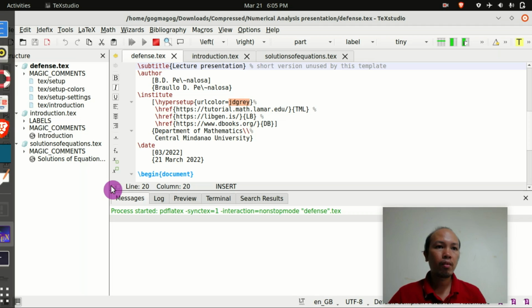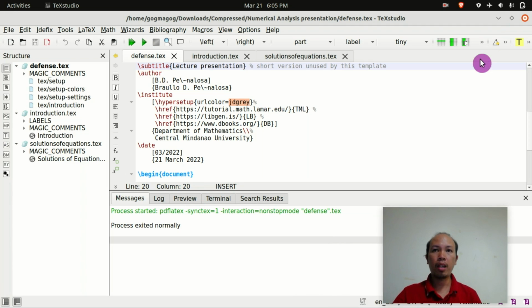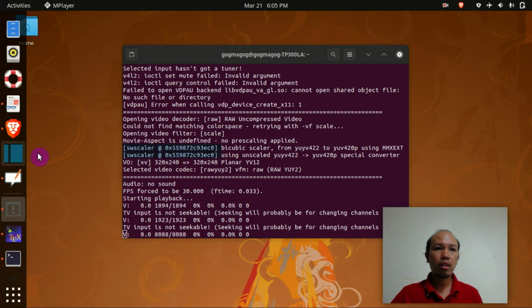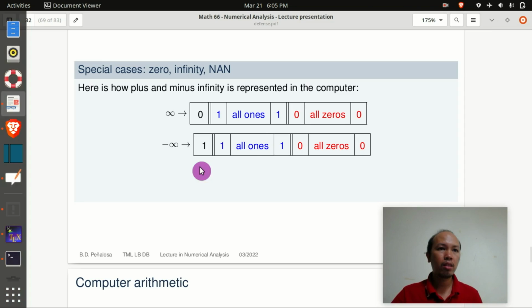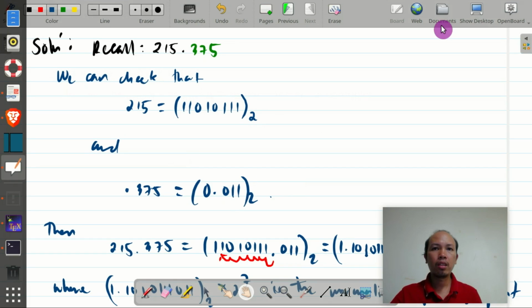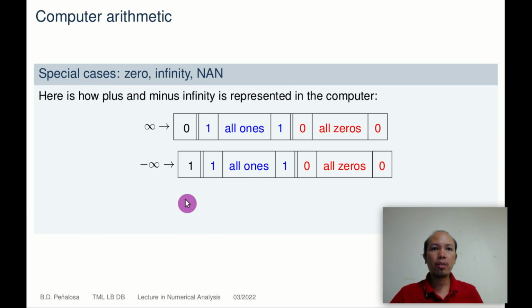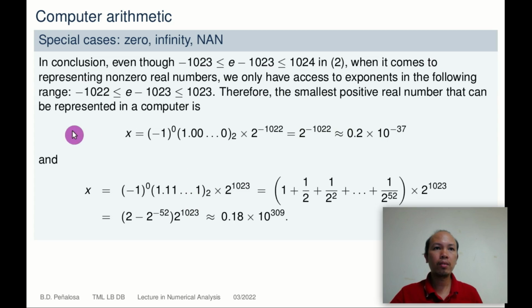So that's how you are going to represent a special number, a special case. So this one, okay, this is the right one for 0 and infinity.